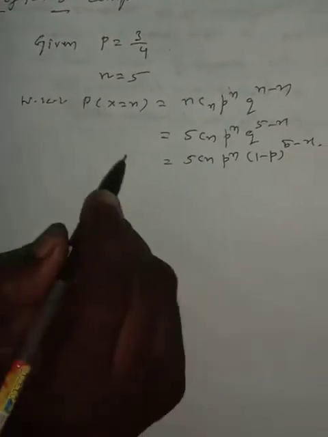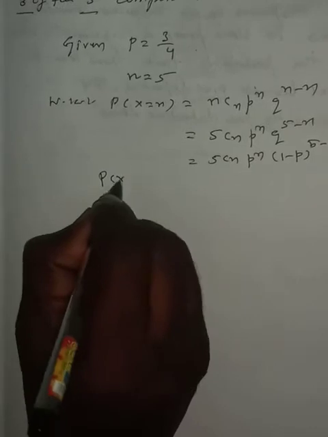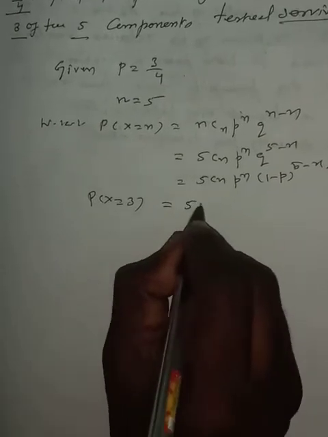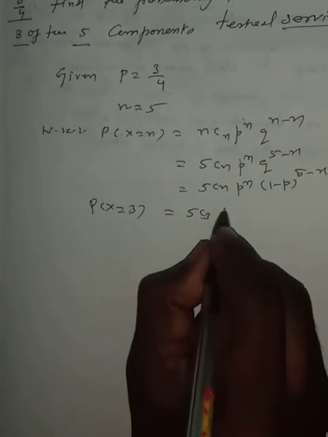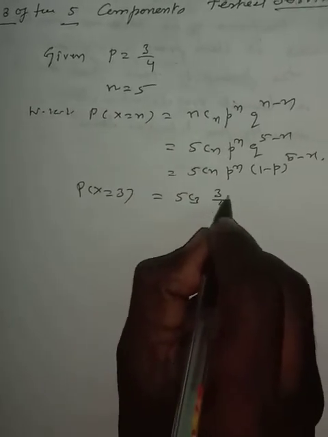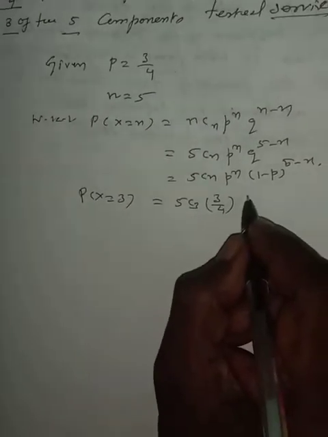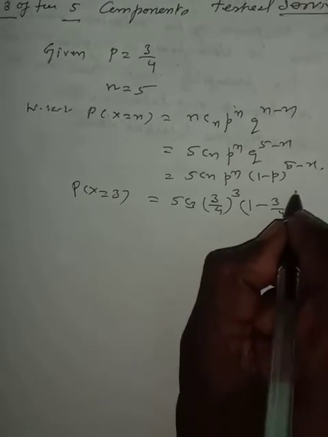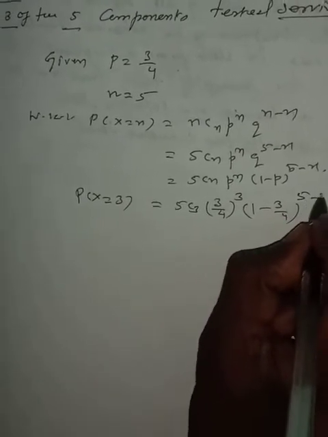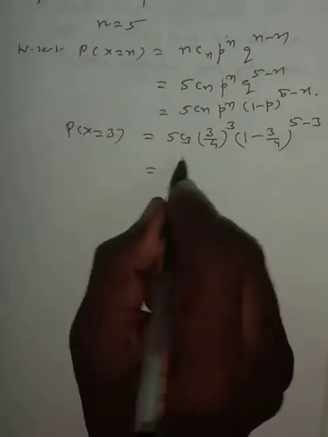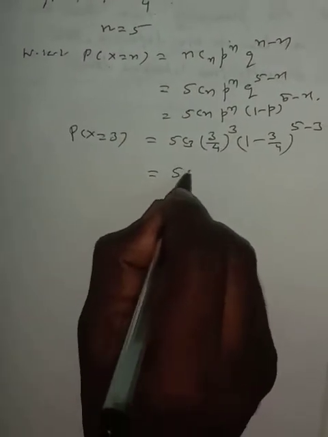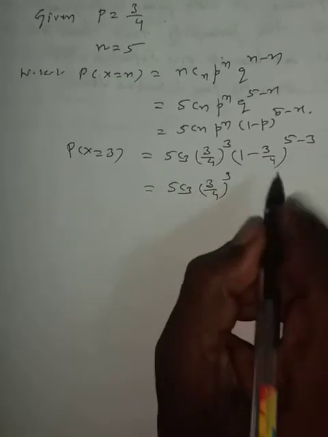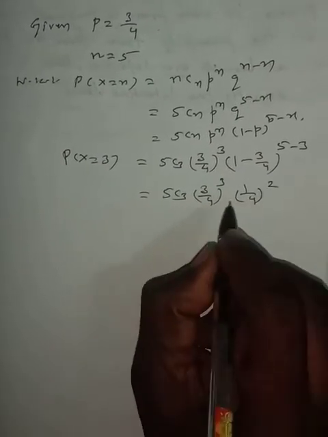Now x is equal to 3. P of x equal to 3 is equal to 5C3 (3 by 4) whole to the power of 3 times (1 minus 3 by 4) whole to the power of 5 minus 3, which is equal to 5C3 (3 by 4) whole to the power of 3, taking LCM, (1 by 4) whole to the power of 2.